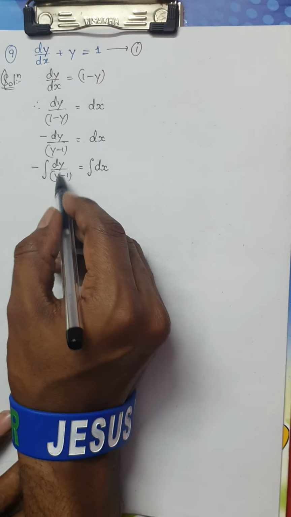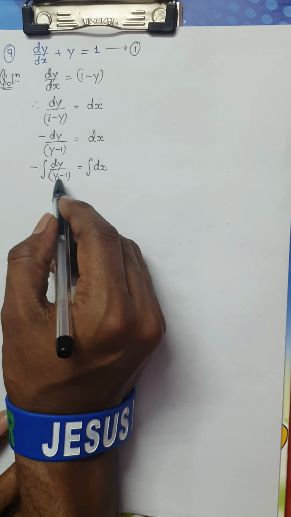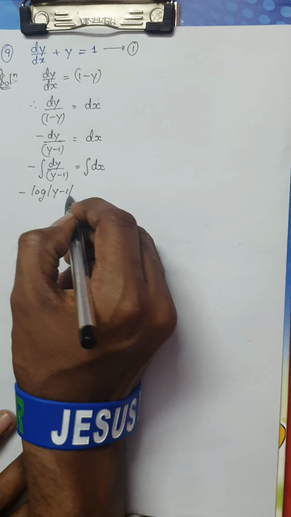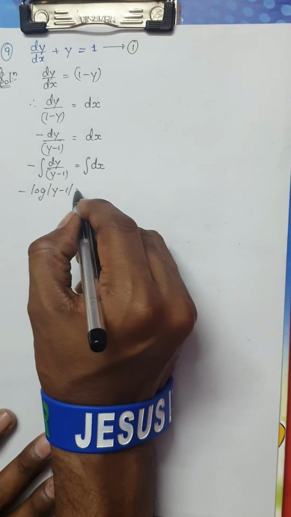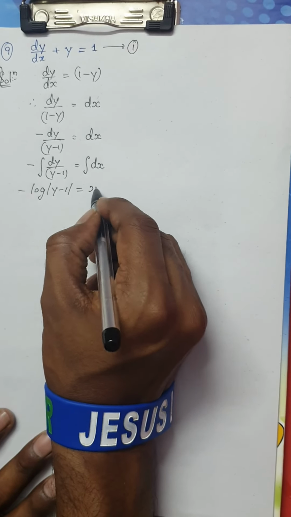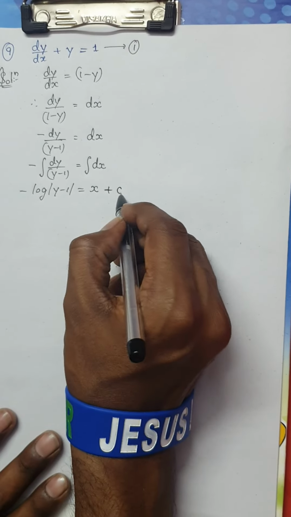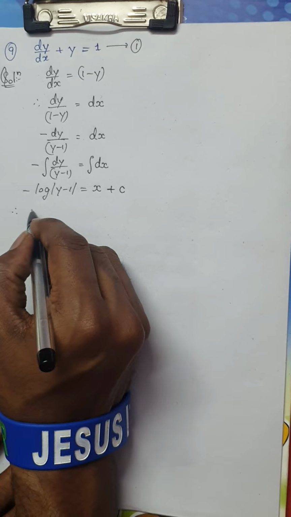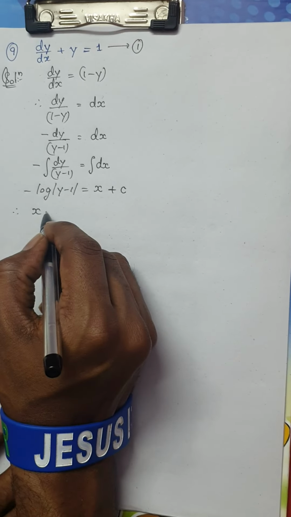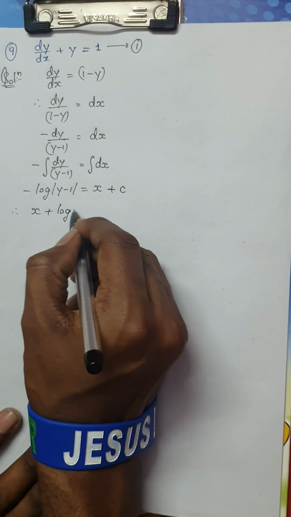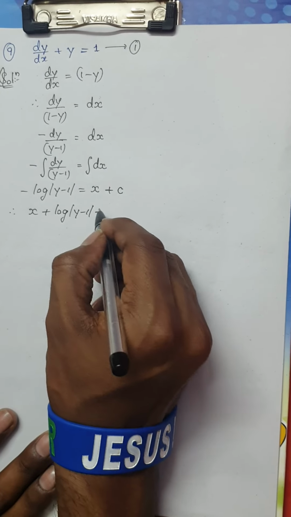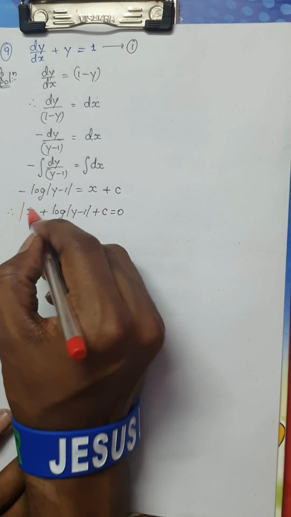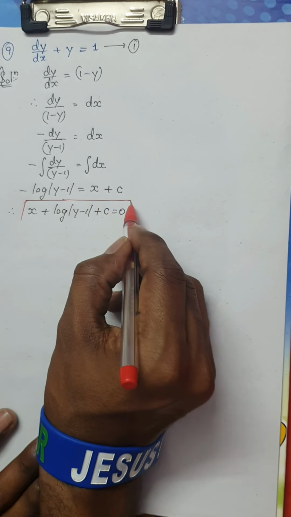Now what is integral of dy by y? This is of the form integral of dy by y, that is nothing but log of mod y minus 1. In place of y it is y minus 1. The integral of dx is nothing but x plus c, which is the constant of integration. Therefore, I'm going to further rewrite this, taking to the right hand side: x plus log of mod y minus 1 plus c is equal to 0 is my required equation.